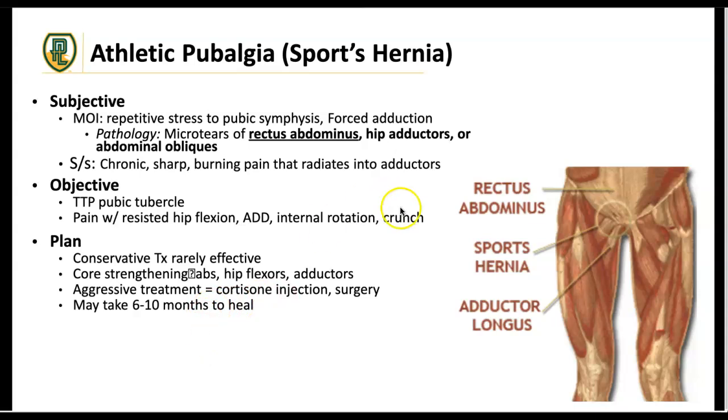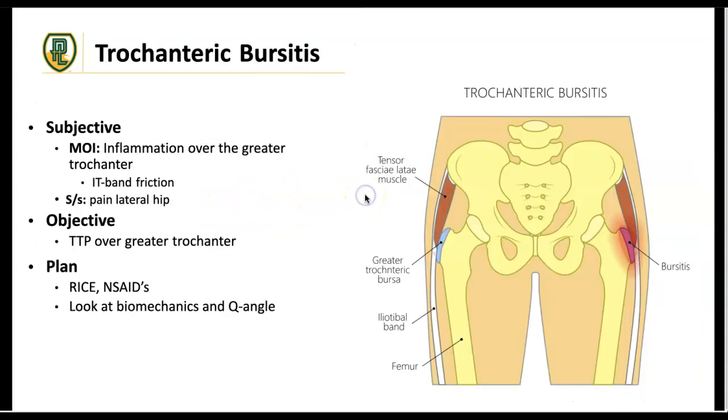But major difference is in inguinal hernia, there's some type of abdominal tissue, most often the intestines, which will protrude through. And in athletic pubalgia, the muscle is most often injured, and we have pain with that resisted hip flexion, adduction, internal rotation, crunch movement. Now, we've talked a lot about bursa. We know that bursa are almost like water sacs essentially, which help reduce friction at increased friction sites. So in the hip, we have a bursa called the trochanteric bursa.